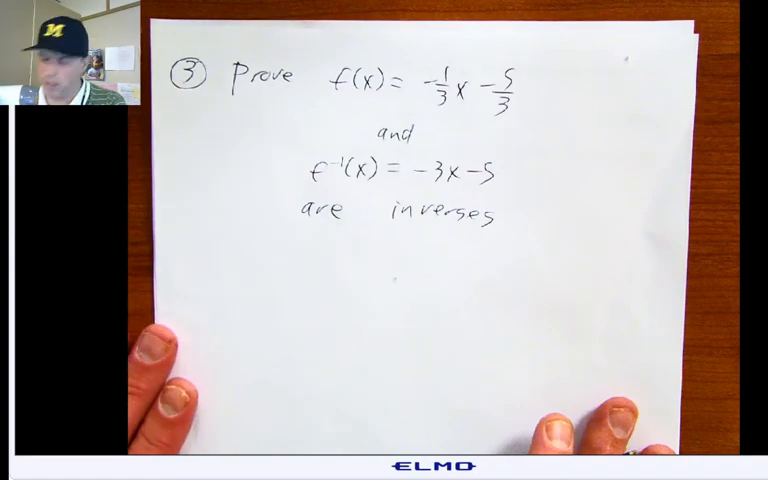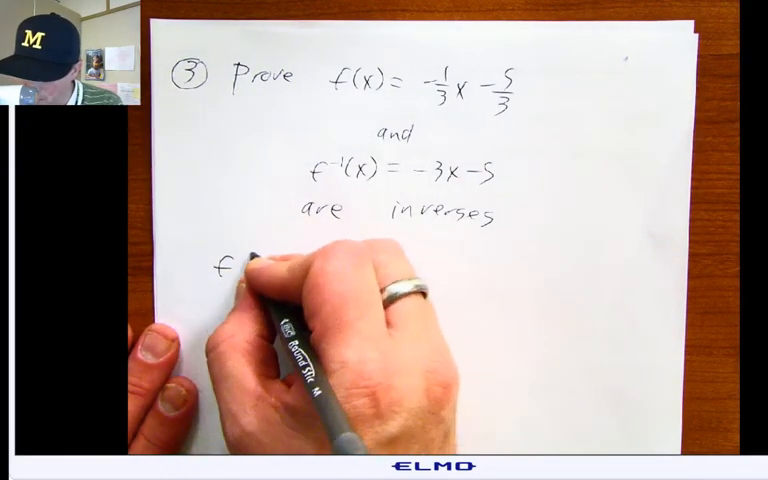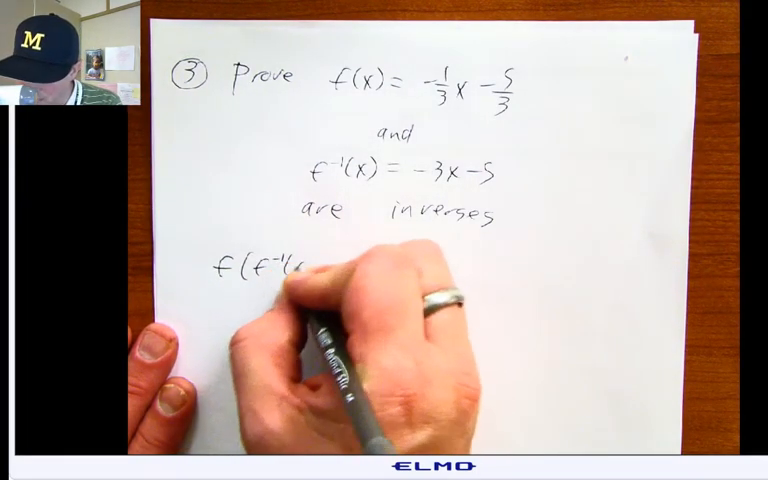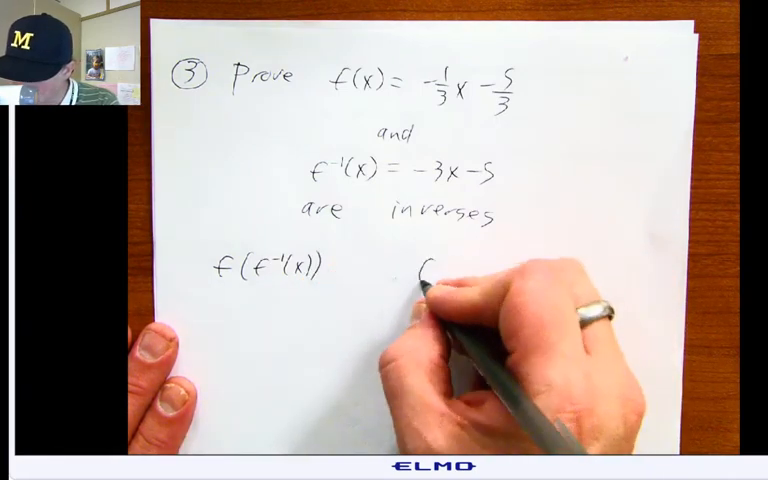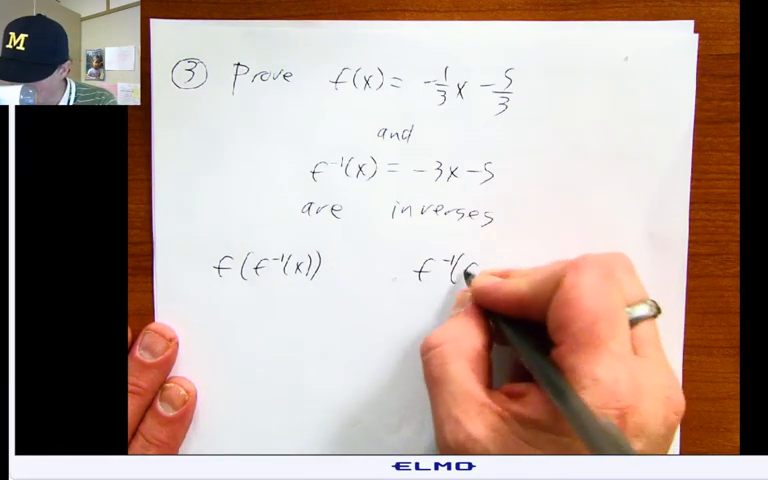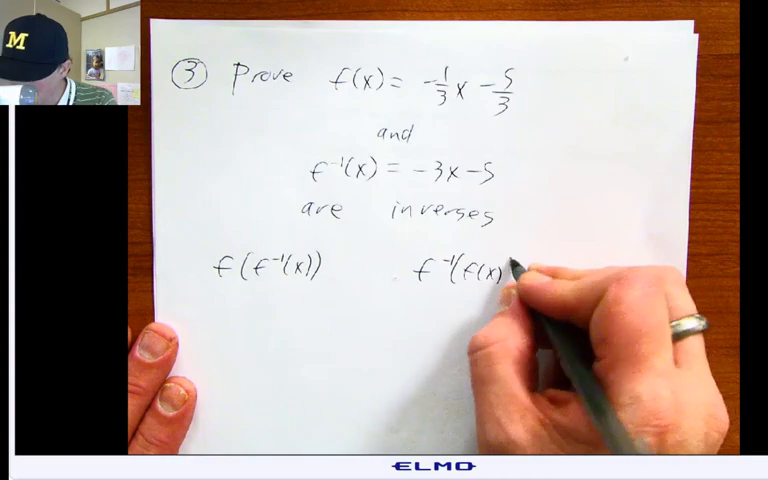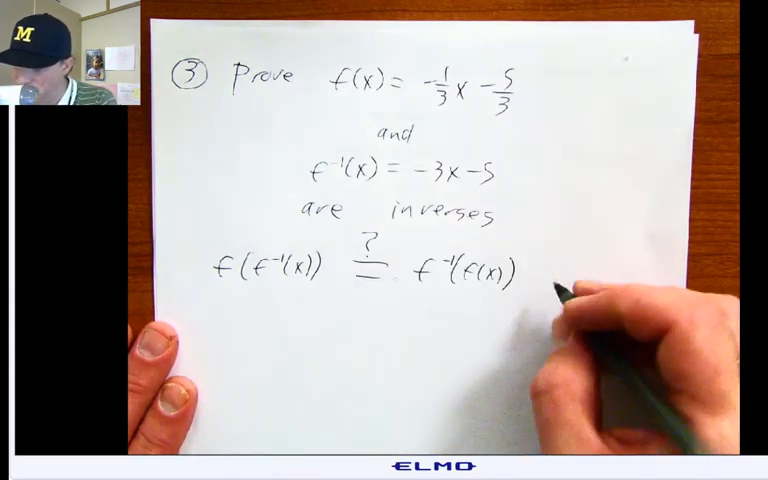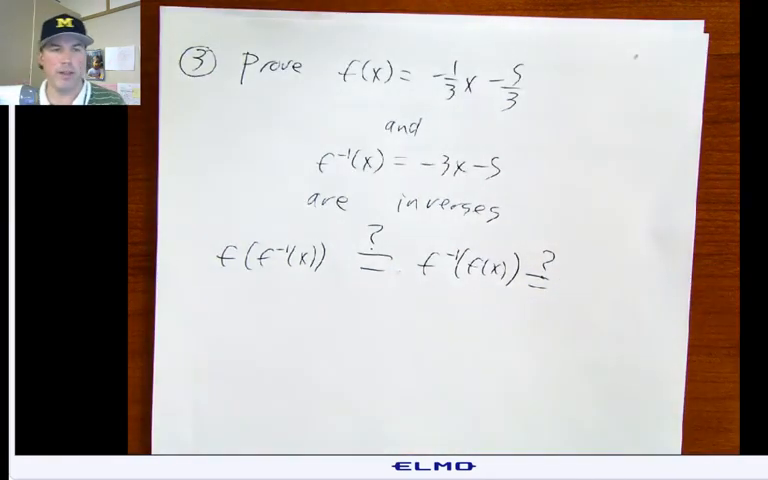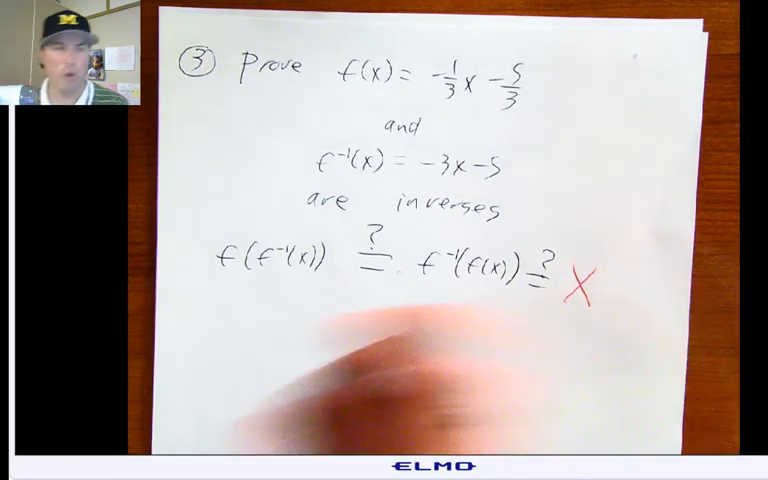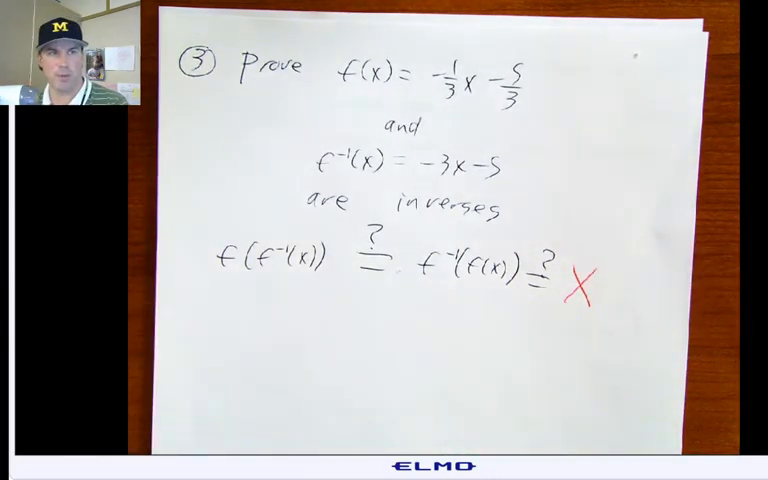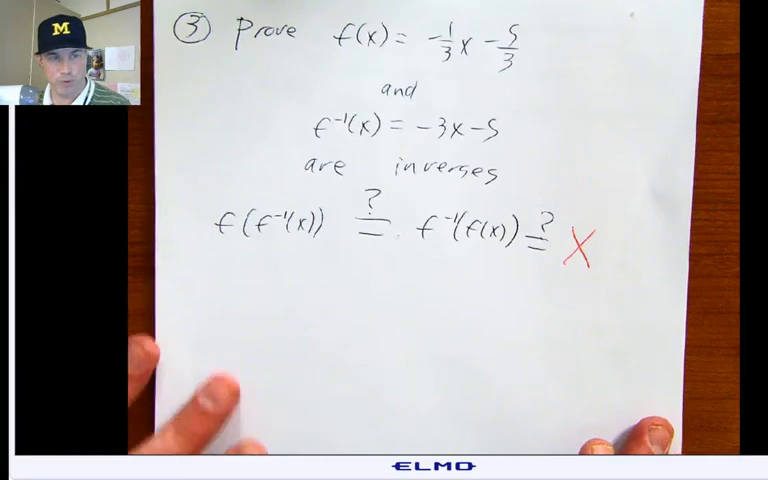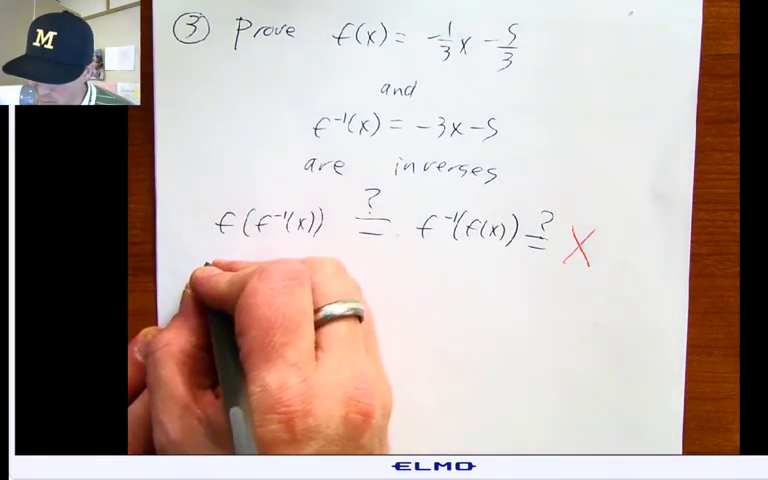And as I talked about a little bit in class, we're going to do f of f inverse of x, and we're going to do f inverse of f of x. And we're curious if they are equal. And not only that, we're really curious if both of them are equal to x, because if both of them are equal to x, we've proven it. And if it's not, something's wrong.